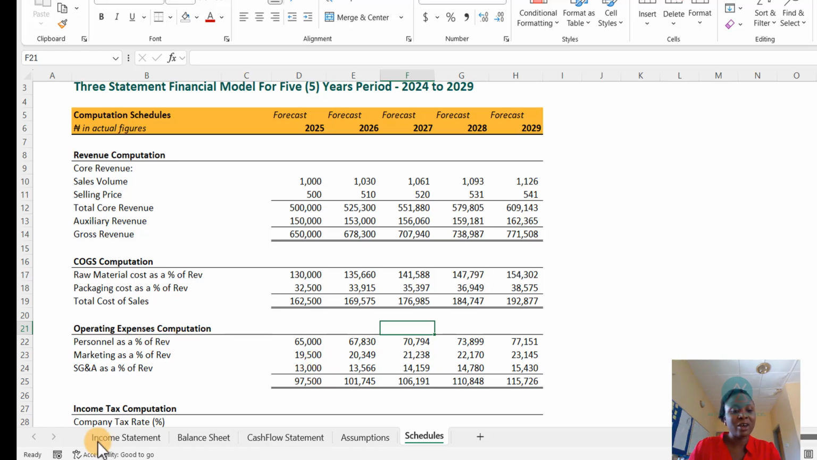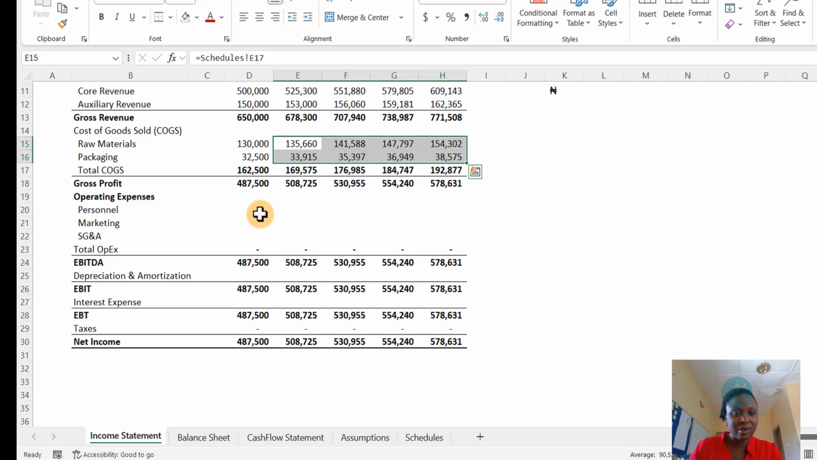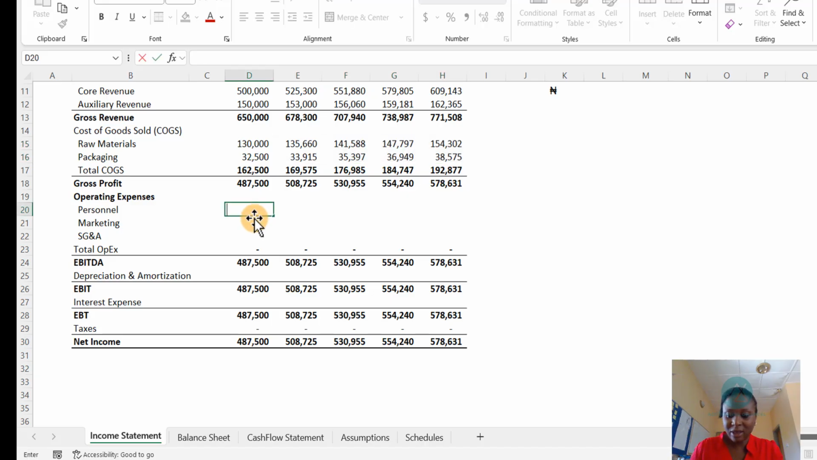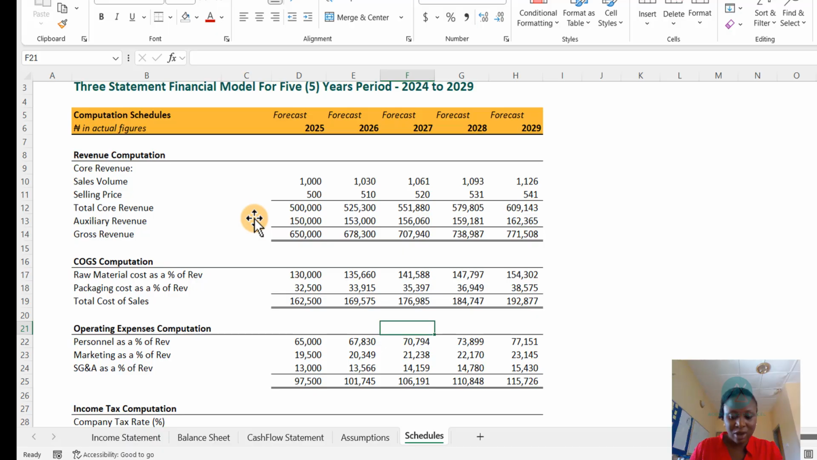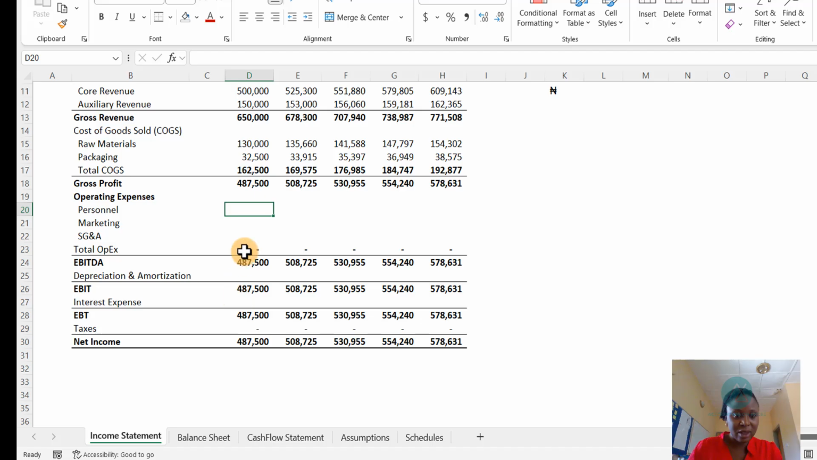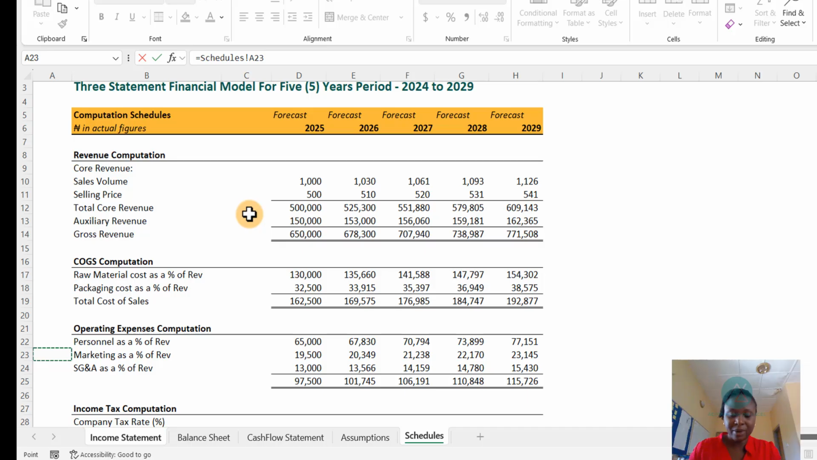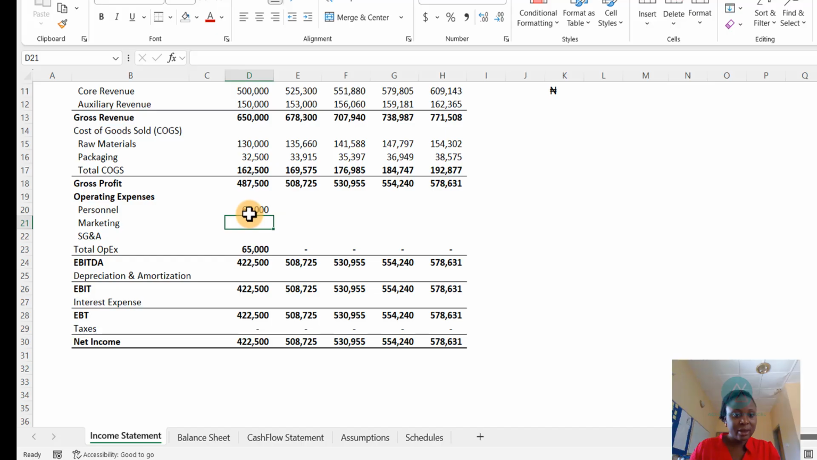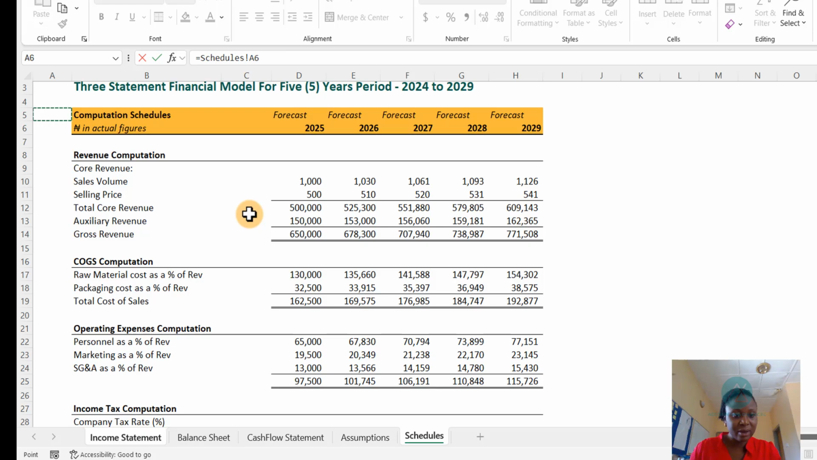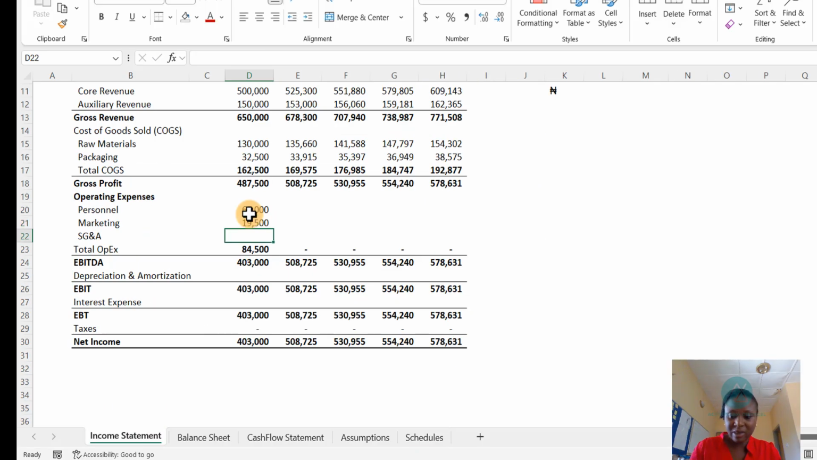So we pick it into the income statement. We go to the income statement, operating expenses, pick personnel, go back to the schedule. This is our personnel. I didn't put the equal sign there. So equal to, then pick the personnel. Okay. Then the next one is marketing, equals to, go down to the schedule sheet, pick marketing. Just ensure we're picking the accurate figures so that we don't mix it up.